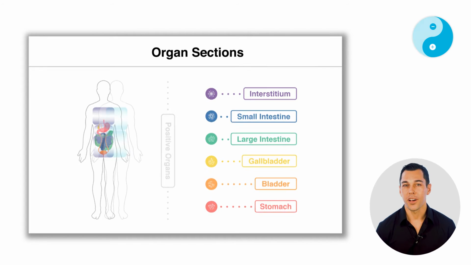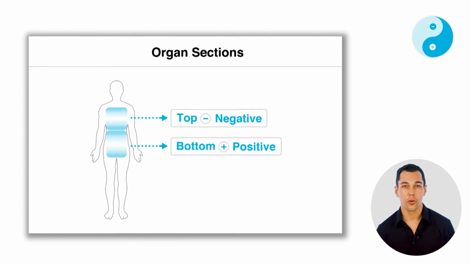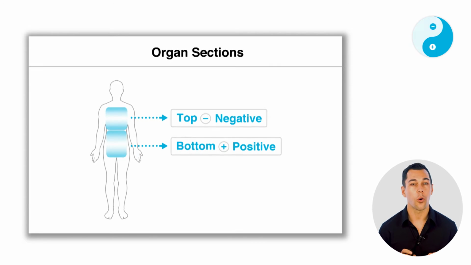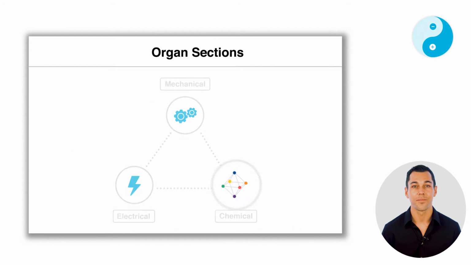One more point about the positive organs is that they are generally located in the abdomen or the bottom of the torso, whereas the negative organs are located in the chest, along with the thoracic spine, or in the upper torso. And this further fortifies the point of positivity being in the lower section of the body and negativity being in the upper section of the body.